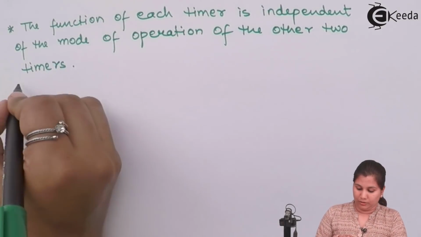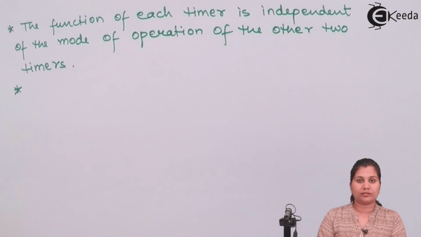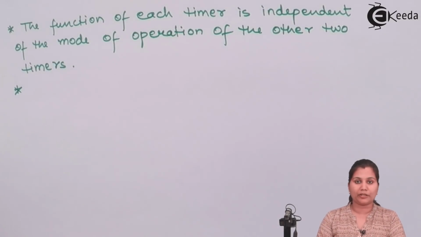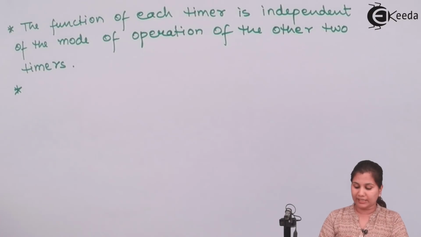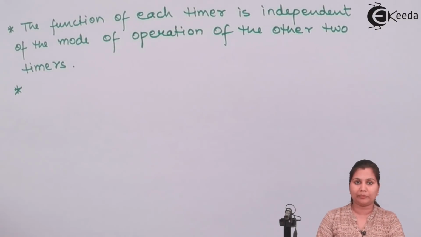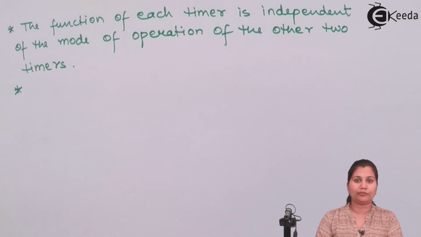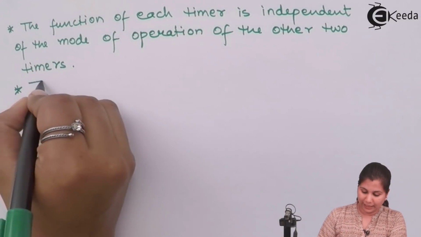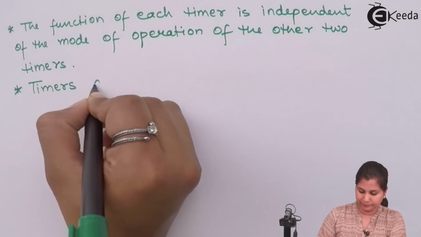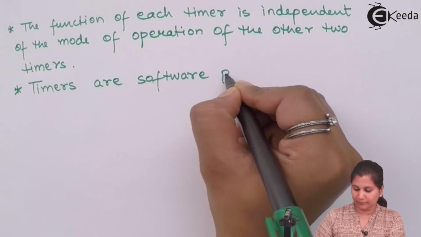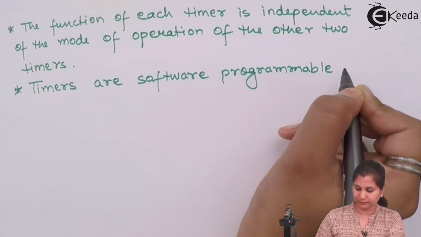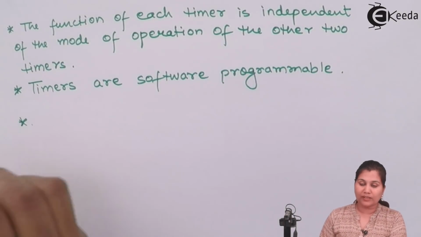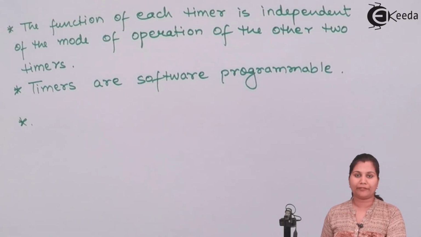So we can change the modes of operation of all three timers, or we can say that the timers are software programmable. We can write software instructions for it. We write the control word for each of the modes, and those control words decide which timer is working in which mode. So the timers are software programmable, and we can change the operation of each of the timers. So this was about the three timers of the 8253 IC.